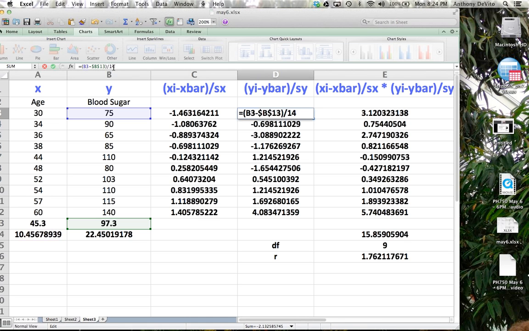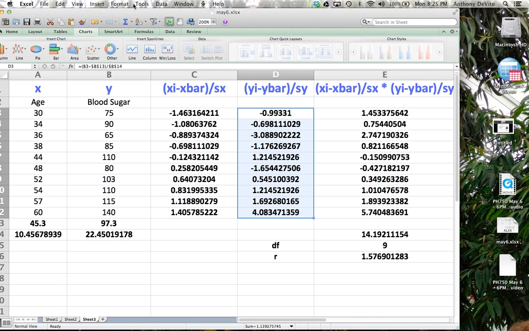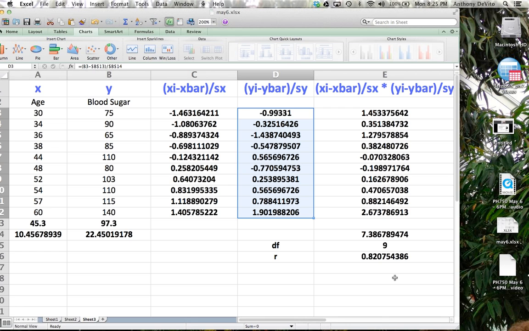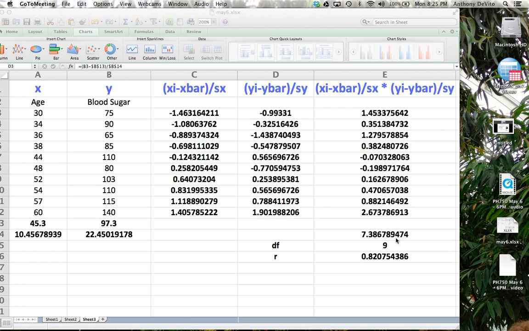Good spot. B. Put a dollar sign. Let's see if this works out better. Okay, edit, and fill down. There we go. That's a little bit better. Thank you, Sonali. You're the first one to pick that error out.